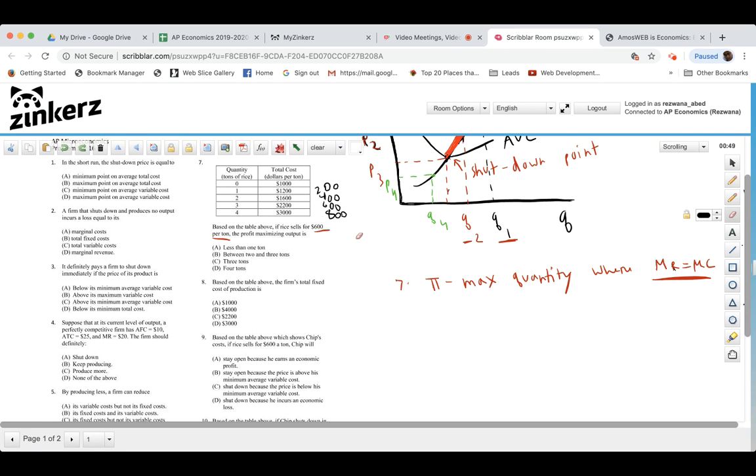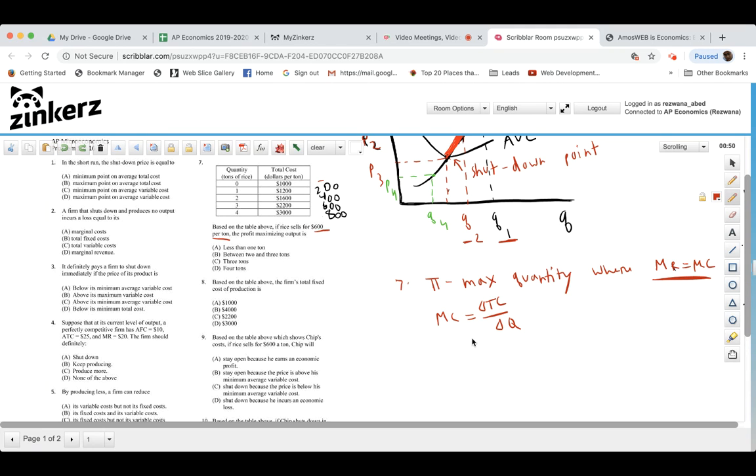So you're basically just finding the difference in total cost, and because quantity is just changing by one, you got this, right? Marginal cost is just the change in total cost divided by the change in quantity. The first one, of course, doesn't exist. For the second one it's 200, then 400, then 600, and then 800.